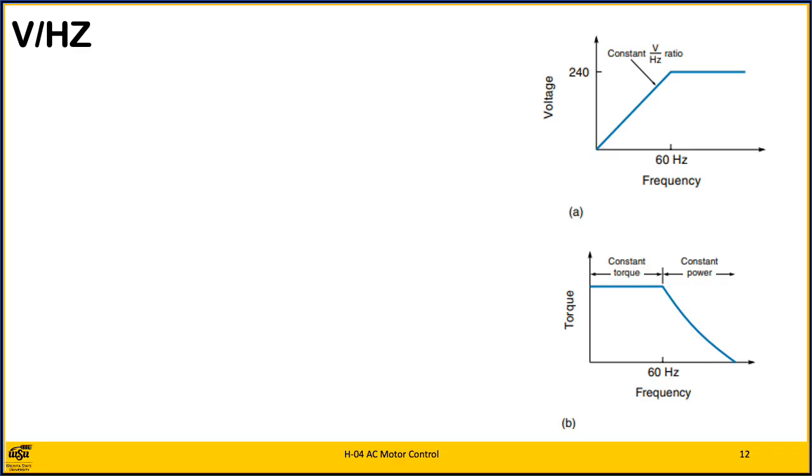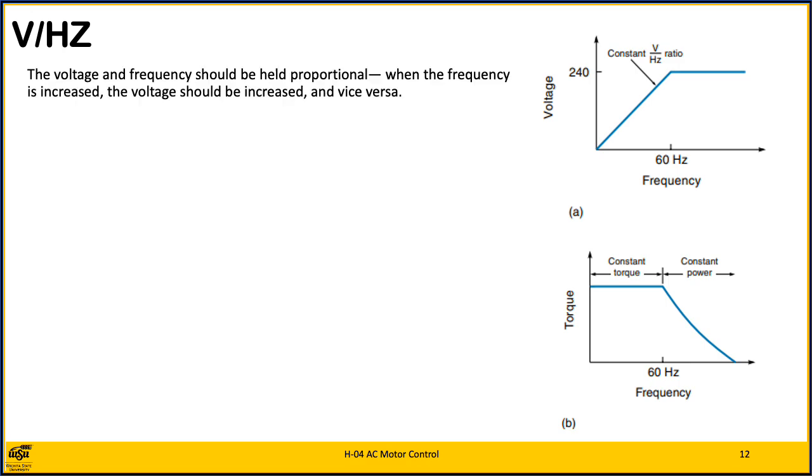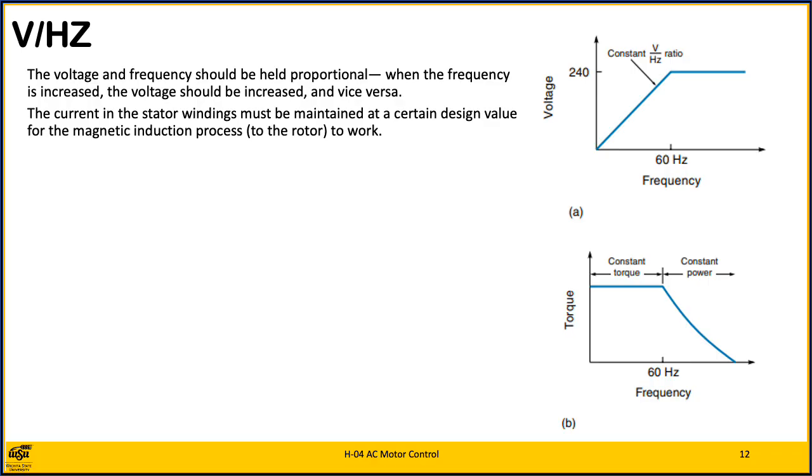For the motor to work well at various speeds, the voltage of the motor must be modified each time the frequency is changed. Specifically, the voltage and frequency should be held proportional, that is, when the frequency is increased, the voltage should be increased and vice versa. The reason for this requirement is that the current in the stator windings must be maintained at a certain design value for the magnetic induction process to the rotor to work.